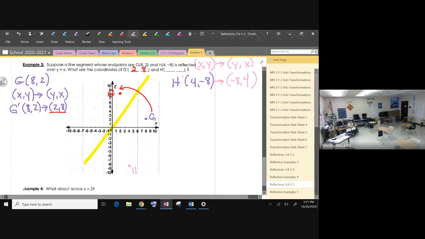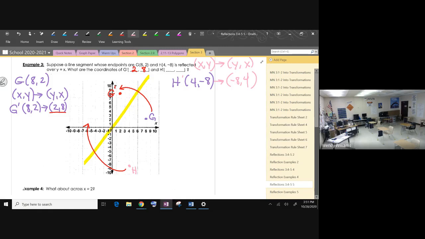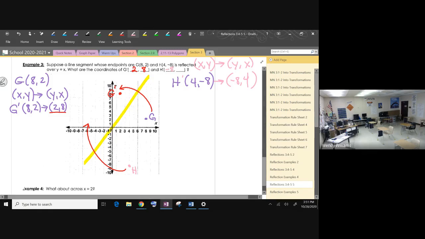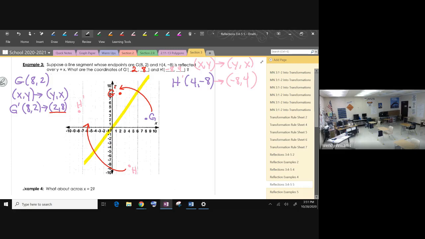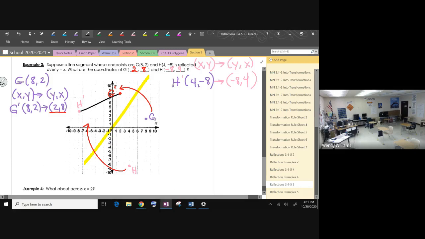That was H. And again, we know that it's going to flip to the other side, and we're looking at it to be negative 8, 4. So we're going to come over 8 and up 1, 2, 3, 4. That becomes H prime. And then we can see this segment and this segment have been flipped over the line of symmetry.